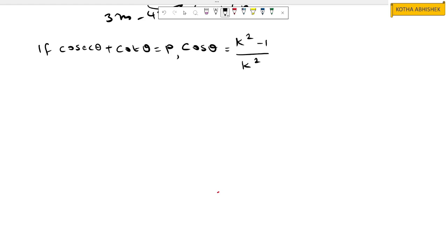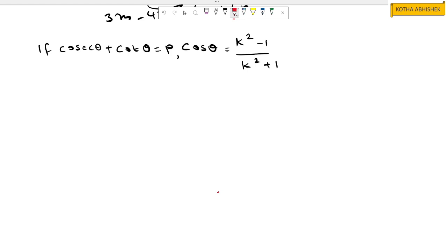Next important question is, if cosec theta plus cot theta equals some constant p, then show that or find cos theta value. Otherwise he will sometimes give cos theta value also, and ask us to prove that cos theta equals k square minus 1 divided by k square plus 1. Almost in every exam the long answers will be there, right? In that, one question will be this one.